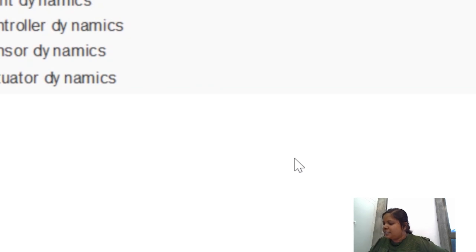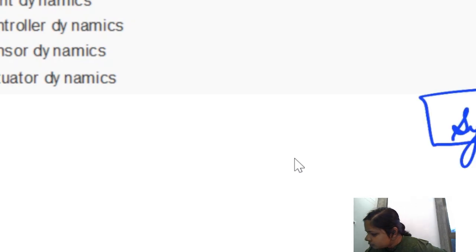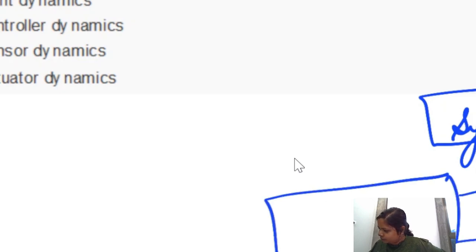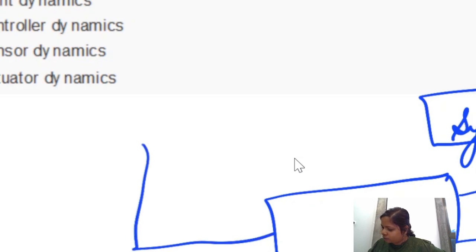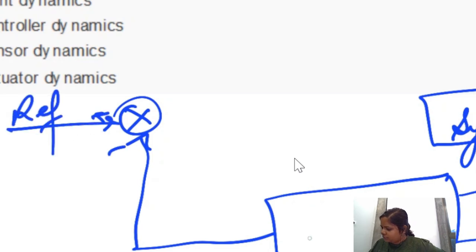So dynamics of elements that measure the output of the system and provide feedback. What is this called? Something that measures the output of the system. Sorry? Sensor dynamics. Right. Sensor dynamics. So that takes the output from here, then it provides feedback for the reference here. So this is the sensor, it takes the output of a system and provides feedback.